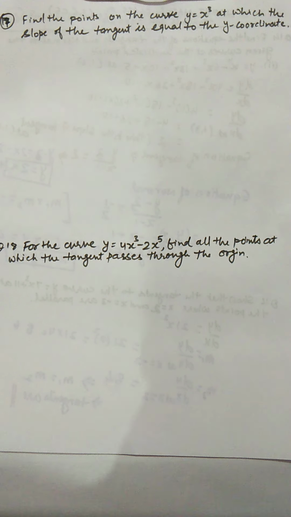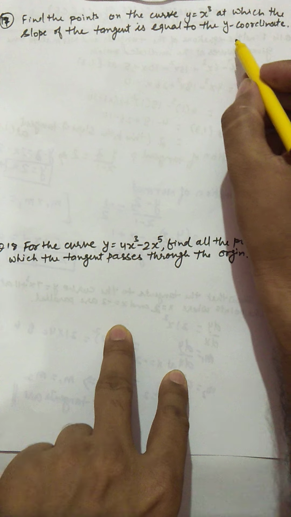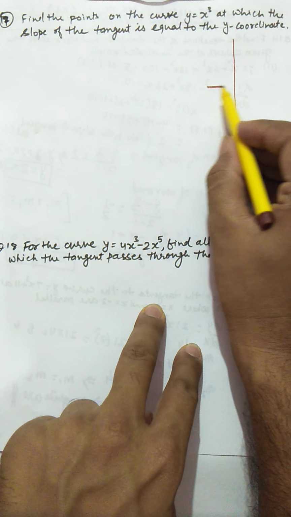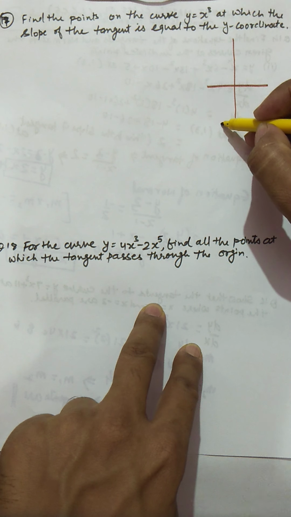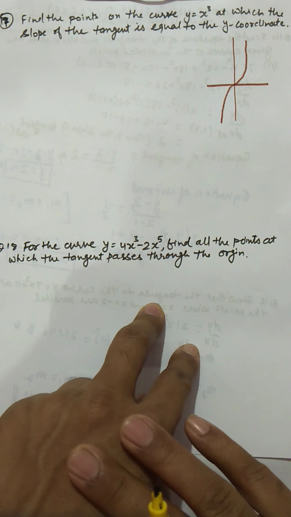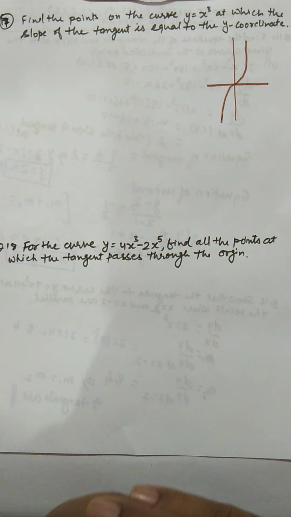Now we'll discuss question number 17. Find the point on the curve y equal to x cube at which the slope of the tangent is equal to the y coordinate. So better, first let's draw it roughly. This is the function y equal to x cube. It looks similar to this.